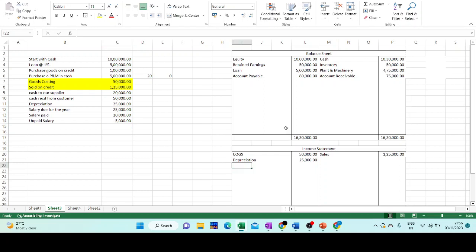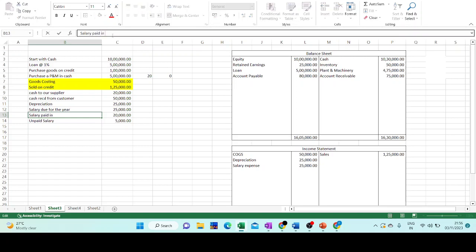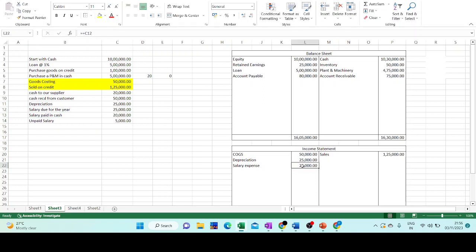Okay, guys, now we'll report a salary expense of 25,000 in the income statement. Guys, please understand this. There is something to note here: we are reporting a salary expense of 25,000 in spite of paying 20,000 in cash, right? So salary paid in cash is 20,000, yet we report a salary expense of 25,000 in my income statement.